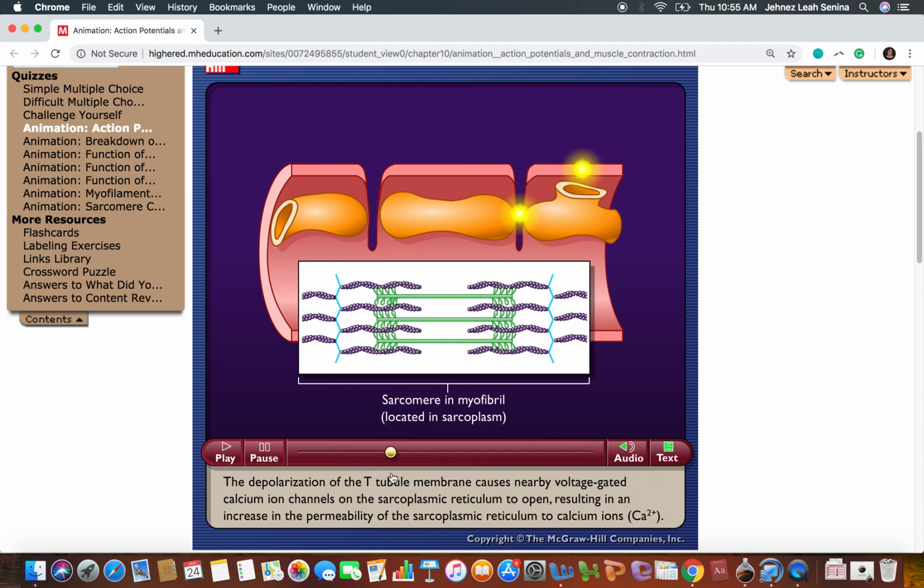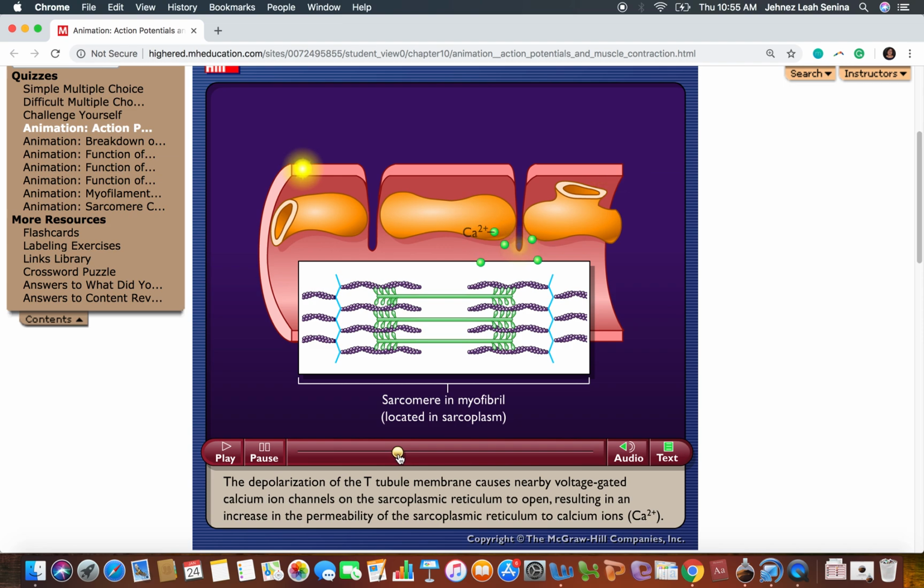Oops, what just happened? Please look. The action potential caused the sarcoplasmic reticulum to release calcium. Again, the action potential spreads through your muscle, causing your sarcoplasmic reticulum to release calcium. Why do you need calcium? Let's look. What does calcium do?